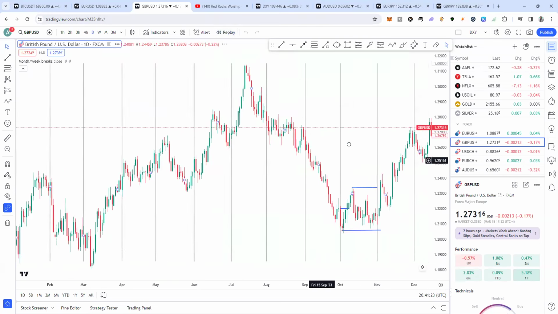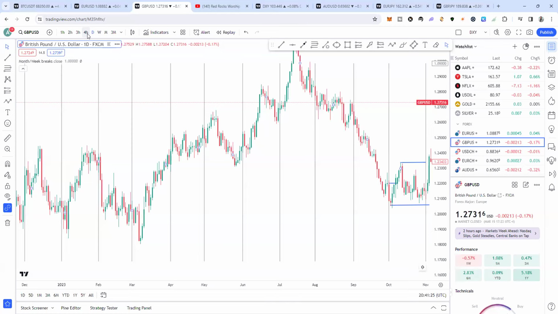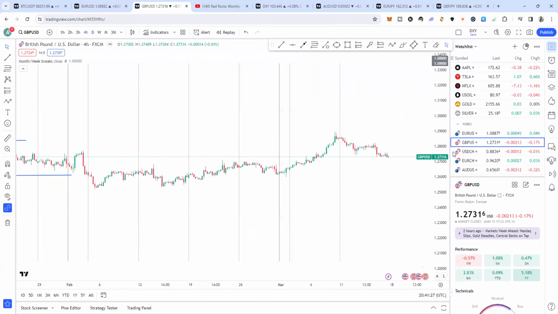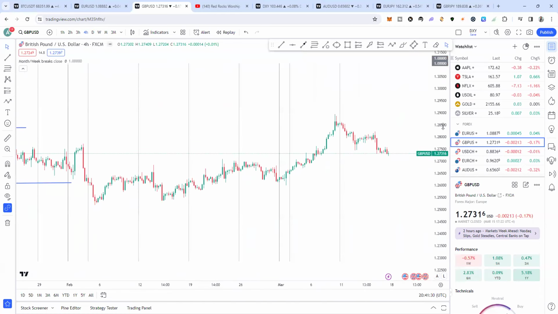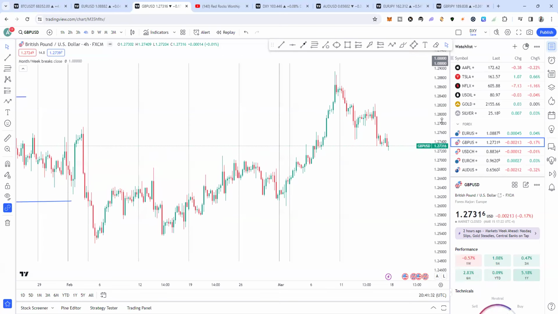Now let's look at a similar scenario. Or let me go to the 4-hour time frame. On a higher time frame, you'll be able to see our swing structure properly.